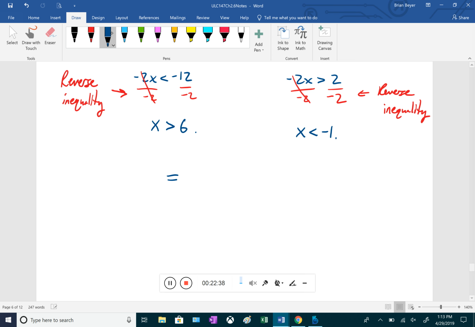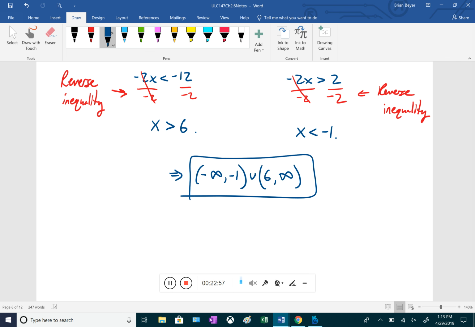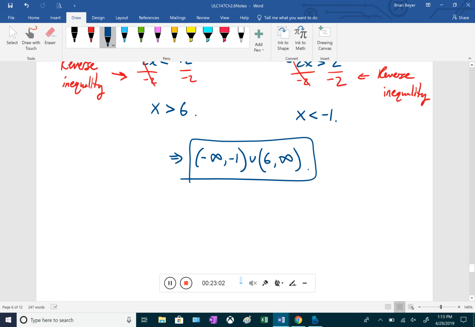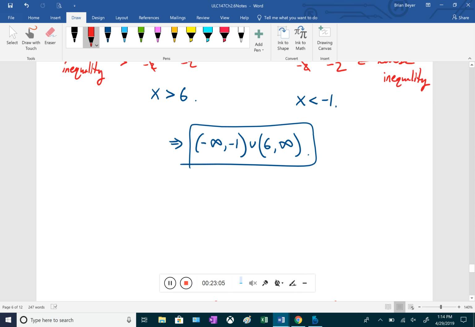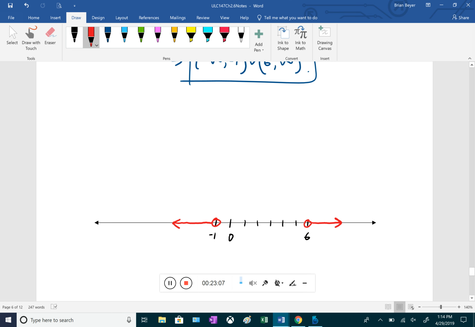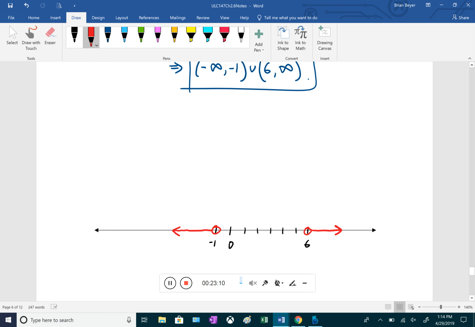Everything less than negative 1, that's going to be from negative infinity to negative 1. And then we're going to join that with a union. It's x greater than 6, so that's 6 to infinity. We don't have any brackets because it was not or equal to, so that would be our solution set in interval notation. On a number line, it would look like this: everything less than negative 1 and everything greater than positive 6.